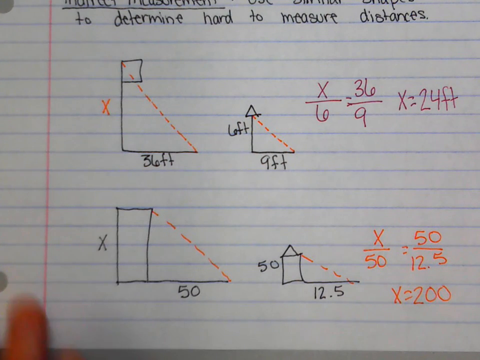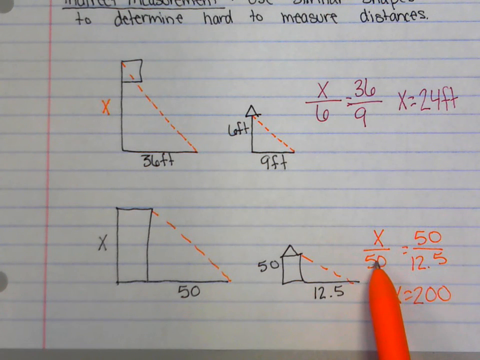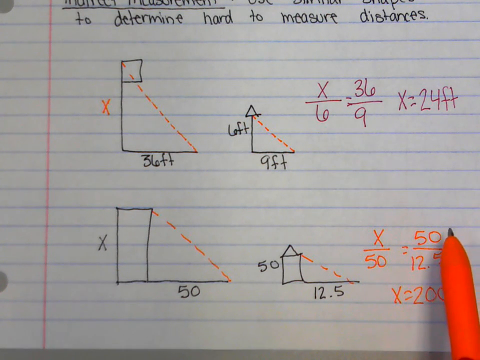And here's what I got. Your office building is 200 feet tall. Your proportion might look different than mine. I did height of the building compared to the shadow, and then I stayed consistent, height of the house over the shadow of the house. Yours might look different, but you should have still gotten the same answer.